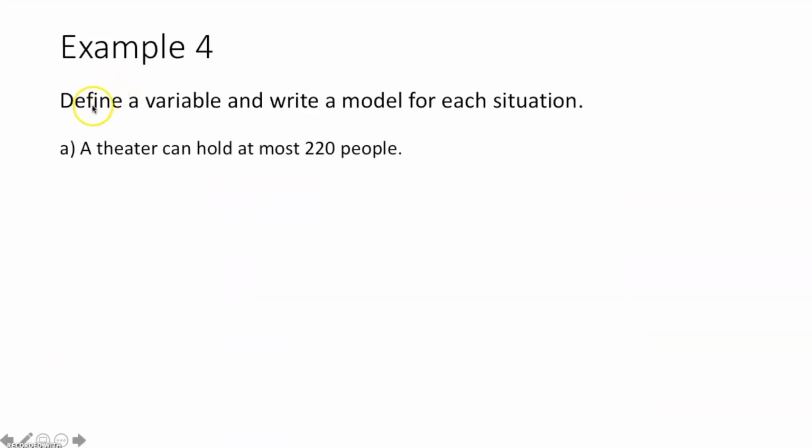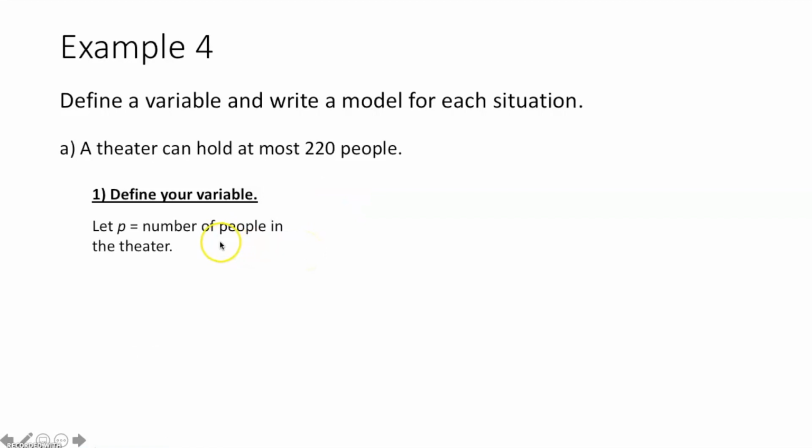Let's do example 4. This says, define a variable and write a model for each situation. It says a theater can hold at most 220 people. So what I want to do is define a variable first. Let's make our variable based on the number of people. So we'll say P is going to be the number of people in the theater.